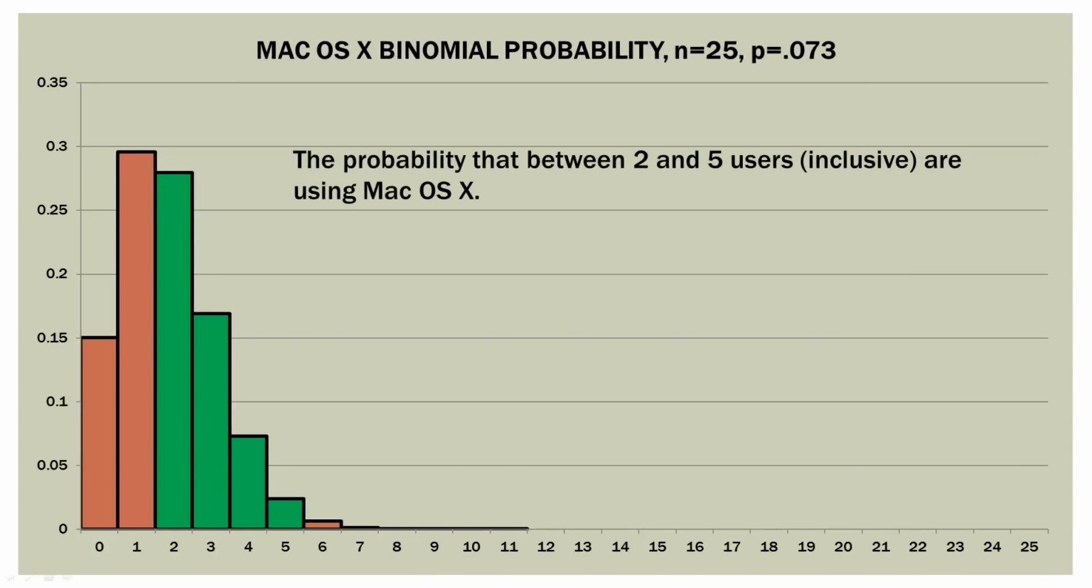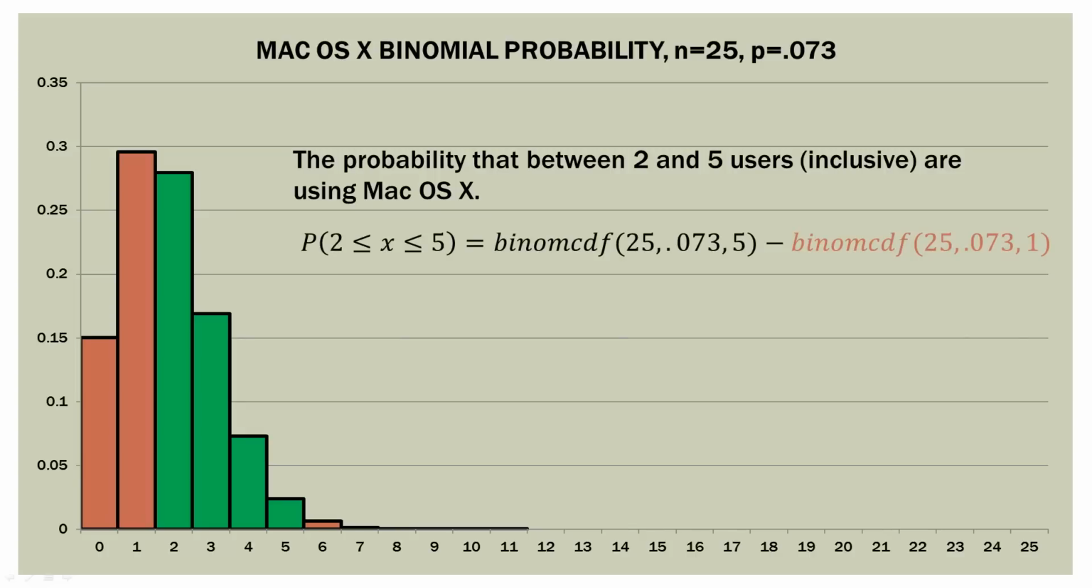Okay, now what about the probability that between 2 and 5 users, and we use inclusive there because we are counting or interested in 2 and 5 on the ends, are using Mac OS X. So look at our graph here. I've kind of put in green what we're interested in. We want to know the probability of 2 users, 3 users, 4 users, or 5 users out of the 25 using OS X. So think about it. How are we going to do that?